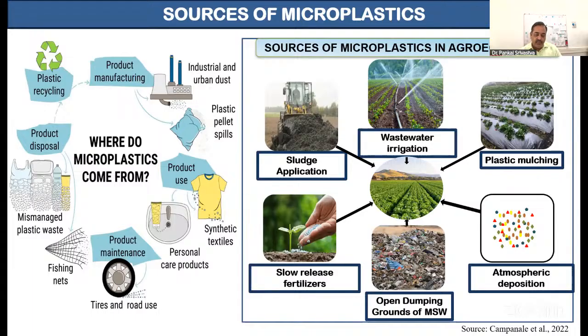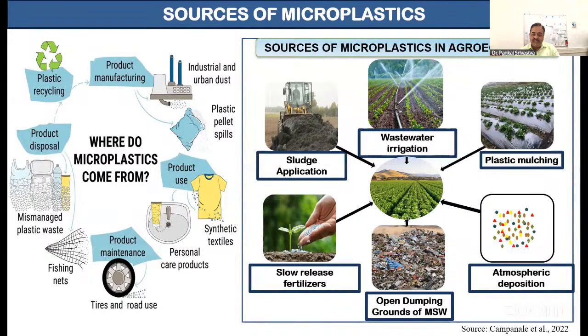If we talk about it from an entire broader perspective, then product manufacturing, product use, product maintenance, and product disposal. These are the four different categories. They are releasing microplastic and nanoplastic into the environment at their own cycle.